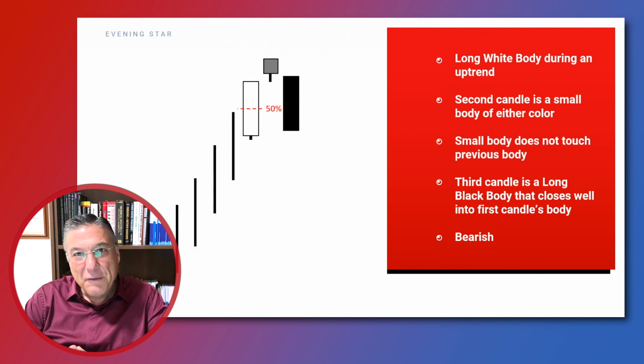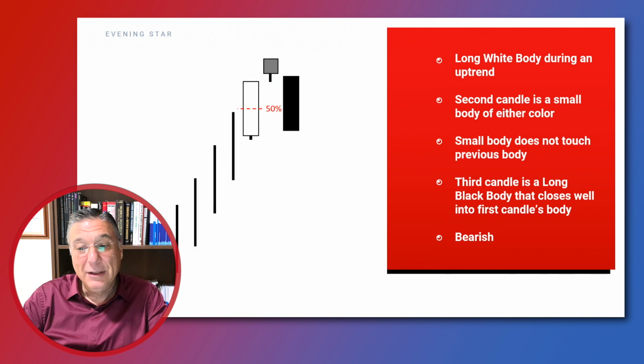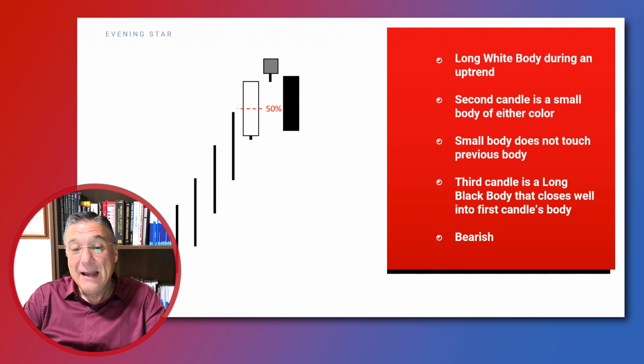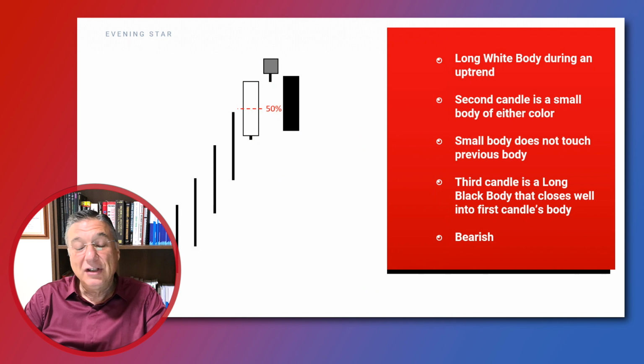It consists of three candlesticks. The first one is a long white body during an uptrend. The second one is a small candlestick, a small body of either color. And that candlestick, more specifically the body of the second candlestick, does not touch the previous body.